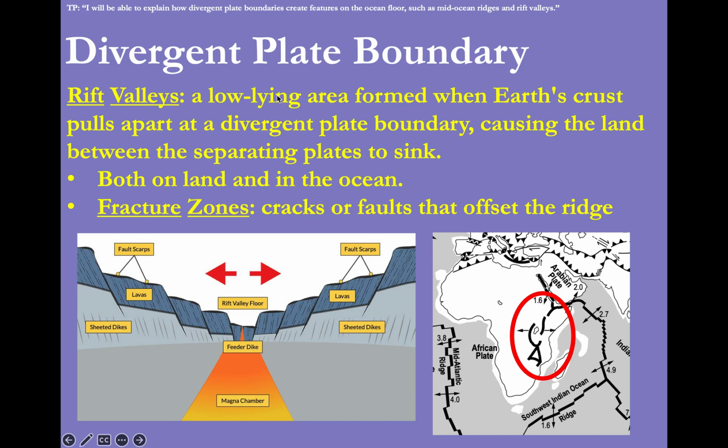All right, next, rift valleys. A low-lying area formed when the Earth's crust pulls apart at a divergent plate boundary, causing land between the separating plates to sink. All right, so that's a great example here. We have a rift valley in this picture. This is a nice cross-sectional picture of that.